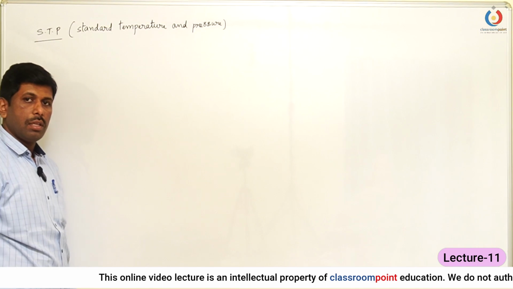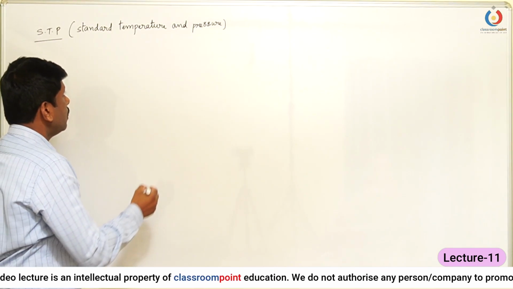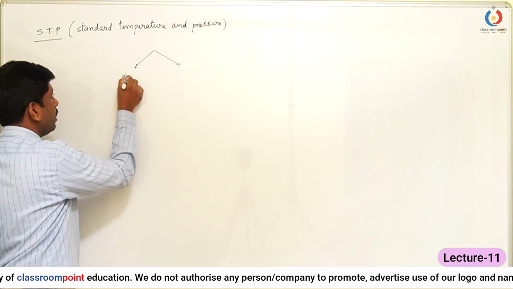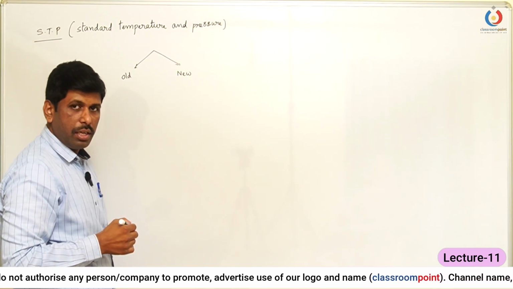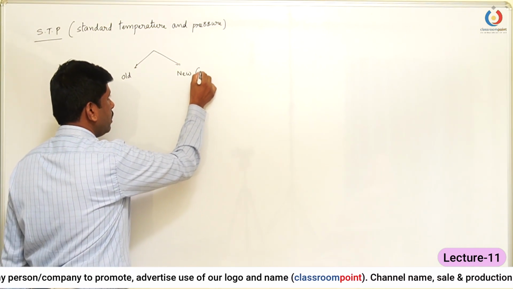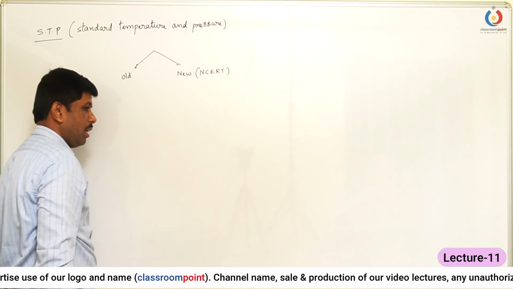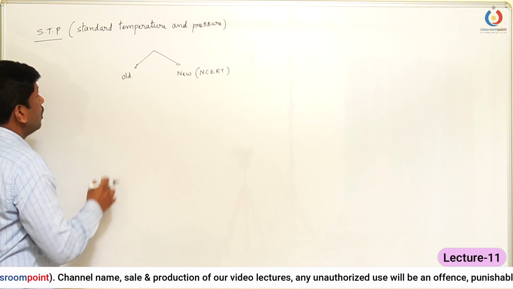So here there are two types of calculations in STP. We shall take the old calculations and new calculations. These new calculations we are using now in the NCERT. According to the NCERT textbook, these new calculations we are following. Now let us see both of these.